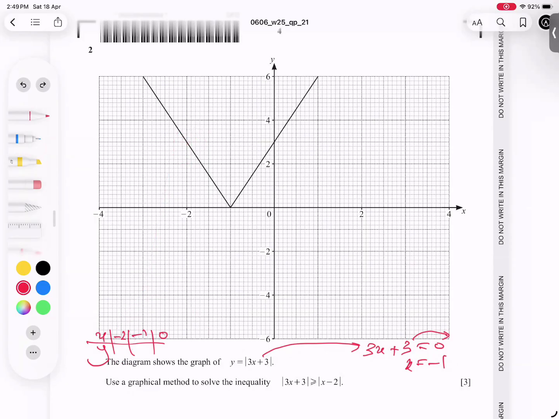So I think the point is very clear. When I plug in -1 here, I will get a 0. That is why (-1, 0) is here.